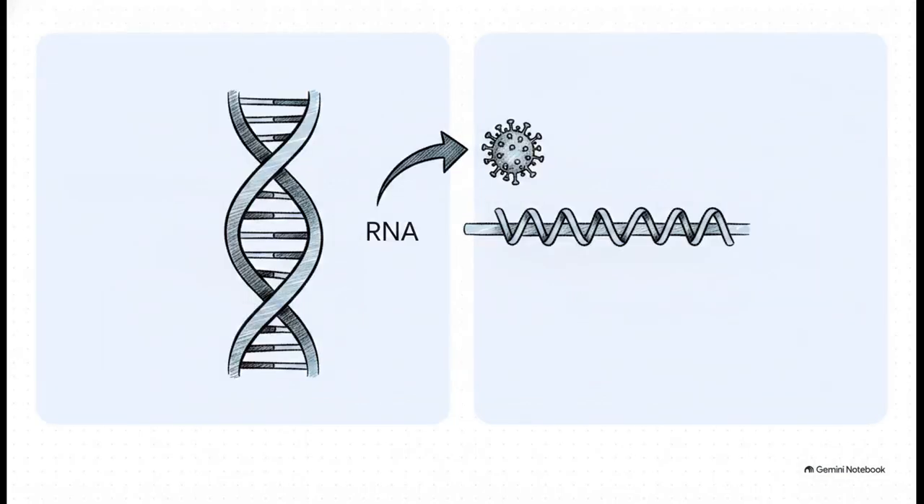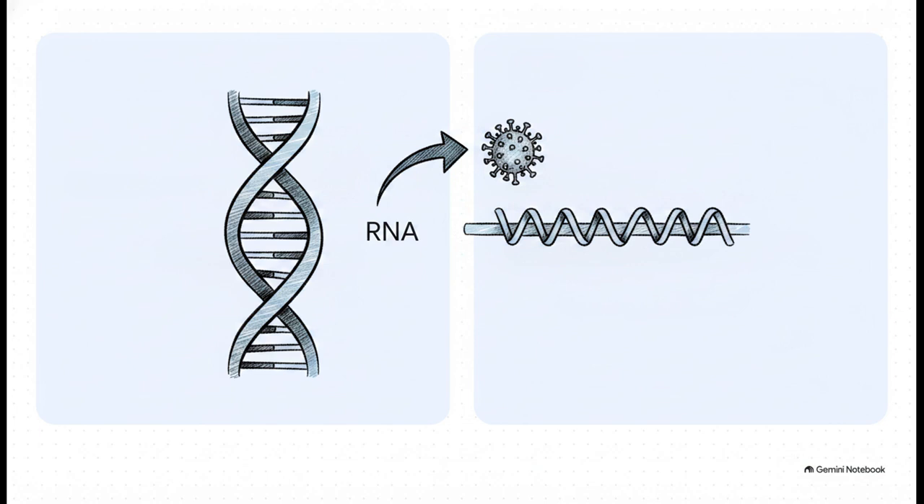Now, I said it was a one-way street, from DNA to RNA to protein, but biology always has exceptions, right? There are absolutely special cases that break the rules. For example, some RNA can literally copy itself using an enzyme called RNA-dependent RNA polymerase. And then there's reverse transcription, which is just wild.